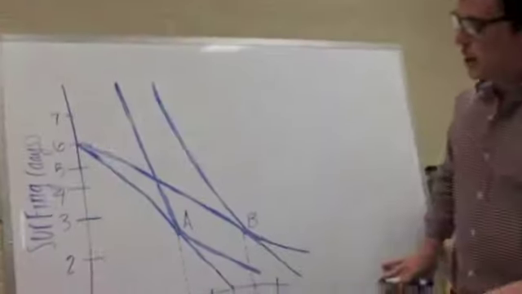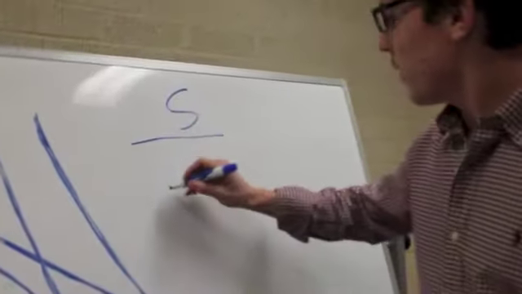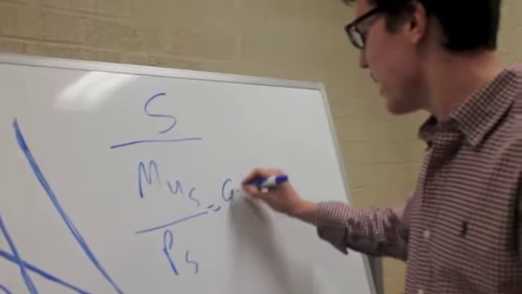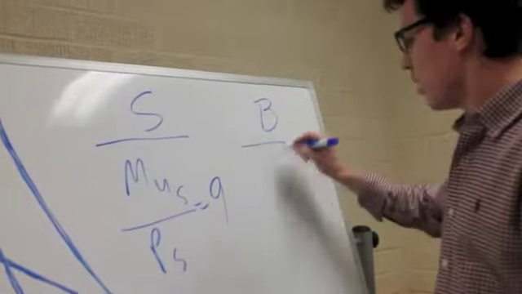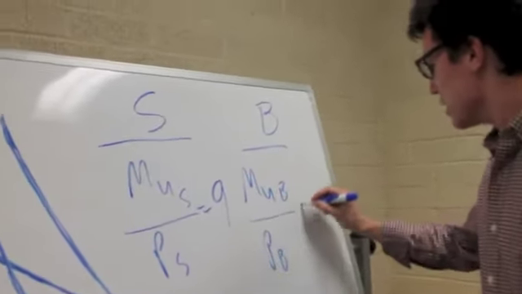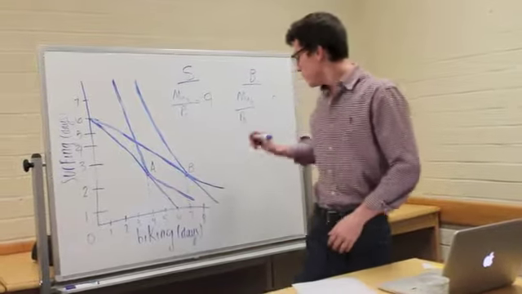So let's say that our 2 activities are surfing and biking. So for surfing, if our marginal utility for surfing over the price of surfing is equal to 9, and for biking, our marginal utility for biking over the price of biking is equal to 10. What do we do with these values? Put them over 1. Good, Kelsey. We do put it over 1.